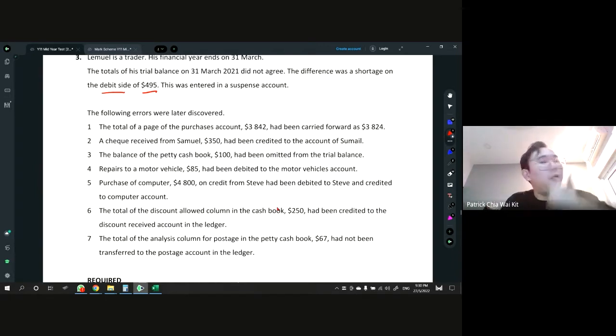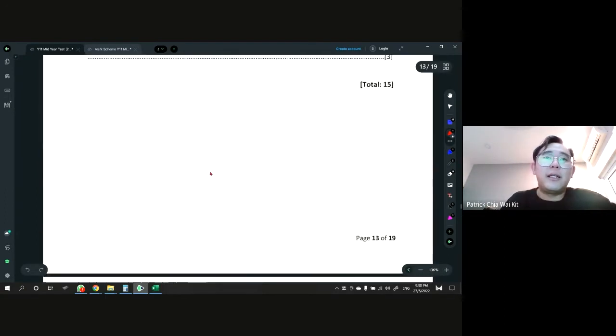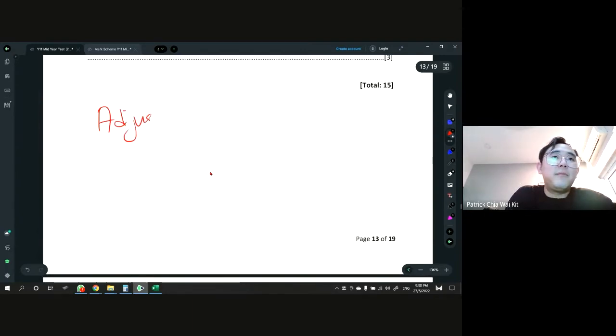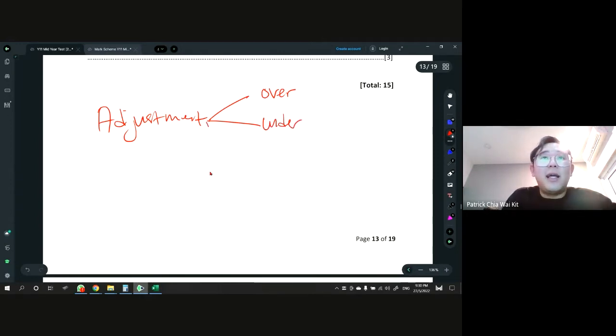And how do we know whether you are using the adjustment method? We need to see keywords. For the adjustment method, there are a few keywords here. You have overcast, overstated. Then we have the under, undercast, understated. And then we also have total wrongly.